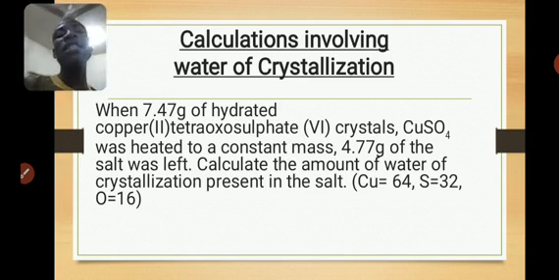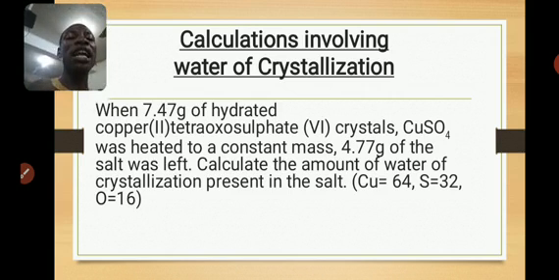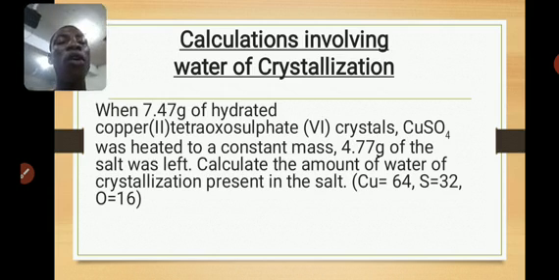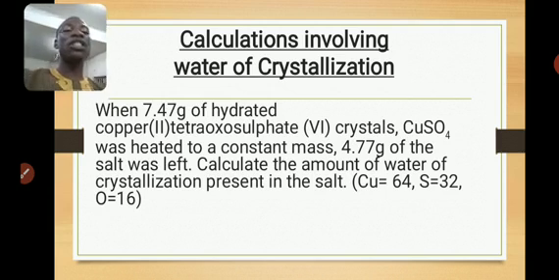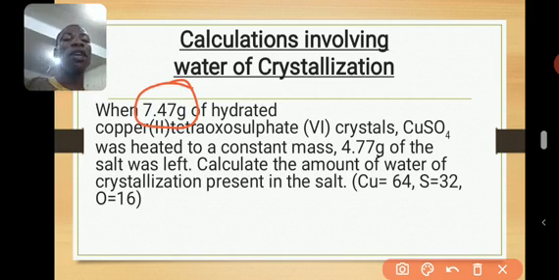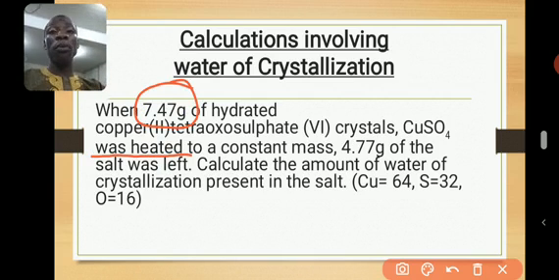Now, let's see calculations that are involved in water of crystallization. Let's take an example. When 7.7 grams of hydrated salt, but we don't know the water of hydration now, but we know that it is hydrated, that is, the salt plus water of crystallization, everything is 7.7 grams. Pay attention. When it was heated, what happened? When you heat a hydrated salt, it will lose all the water molecules, isn't it? When you heat it, the water molecules will go.